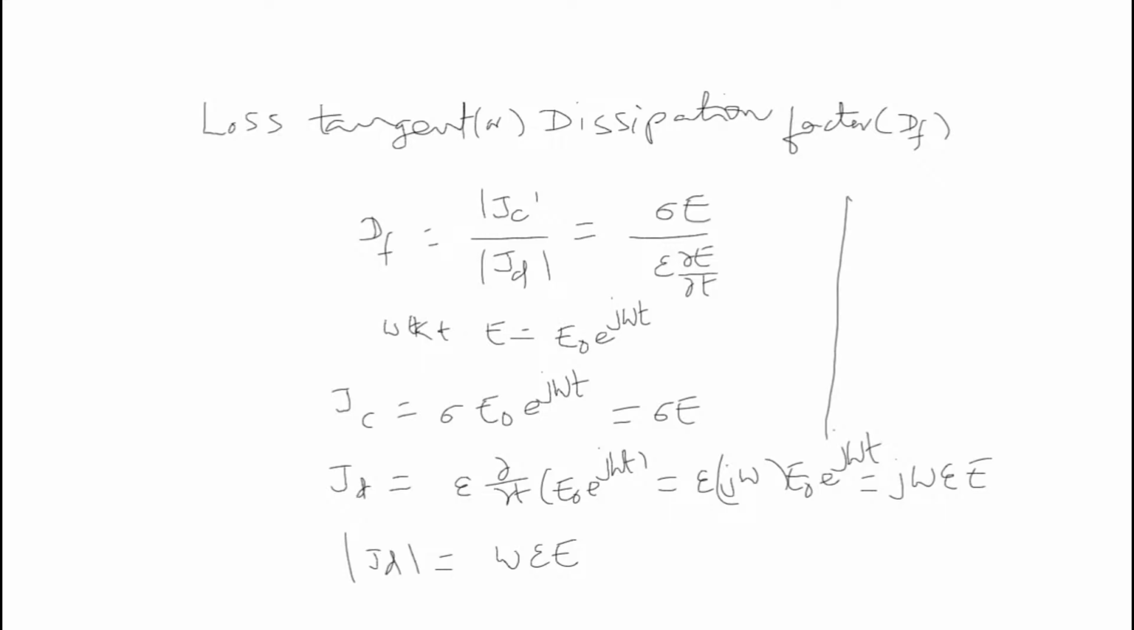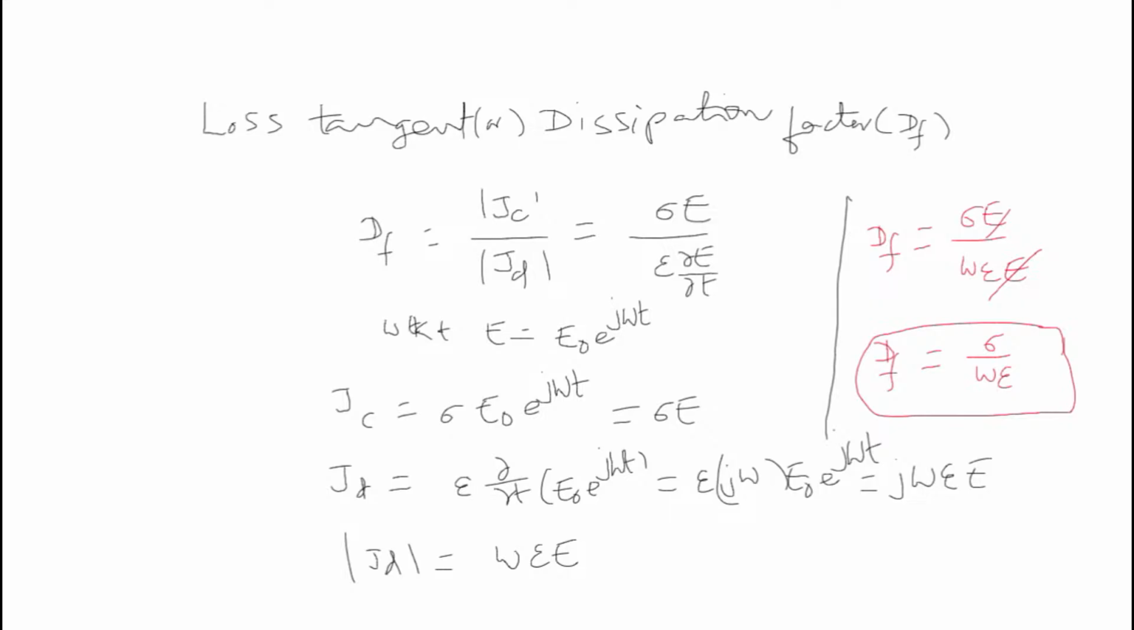So here we have the dissipation factor, that is dF or loss tangent, equal to the magnitude of Jc, that is sigma E, divided by the magnitude of JD, that is omega epsilon into E. So E cancels. Finally, the dissipation factor is equal to sigma by omega epsilon. This dissipation factor helps us to determine whether the given medium is a good conducting medium or a good dielectric medium, based on the sigma and epsilon values at a given frequency.